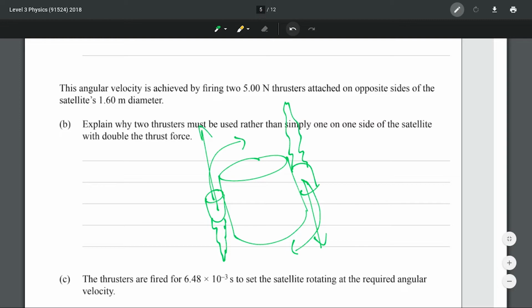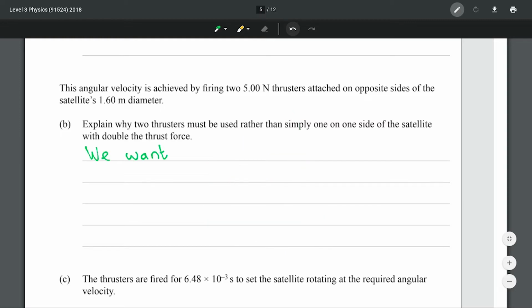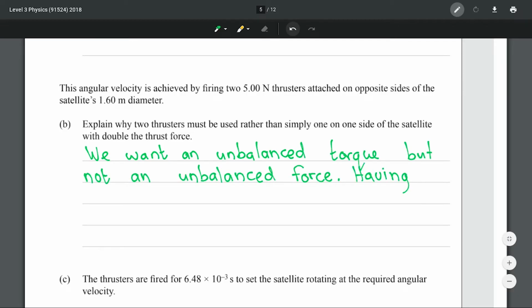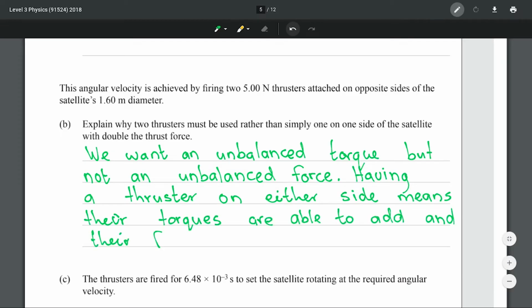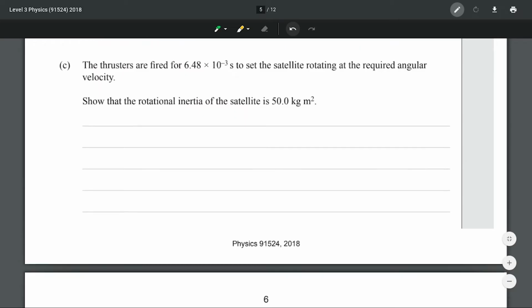So let me try to express that in words. We want an unbalanced torque, but not an unbalanced force. Having a thruster on either side means their torques are able to add and their forces are able to cancel. The thrusters are fired for 6.48 times 10 to the minus 3 seconds to set the satellite rotating at the required angular velocity. Show that the rotational inertia of the satellite is 50 kg meters squared.